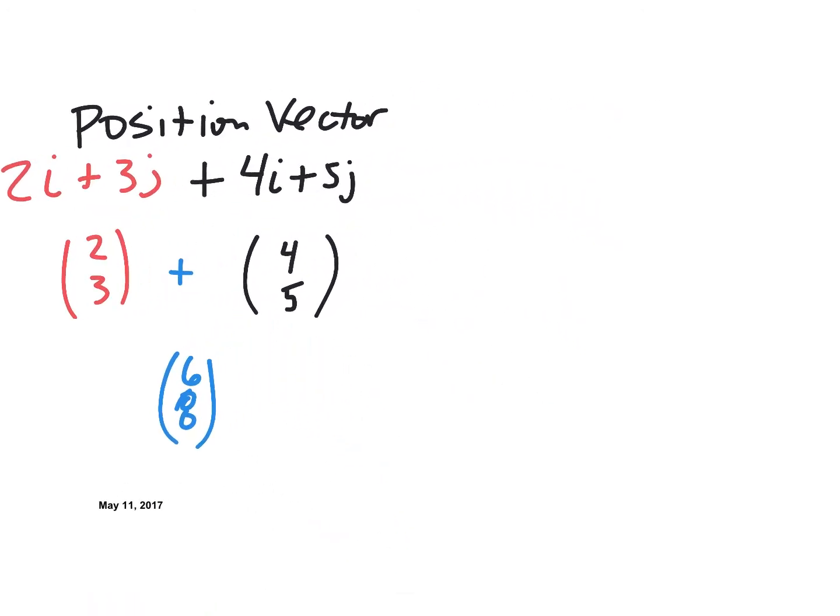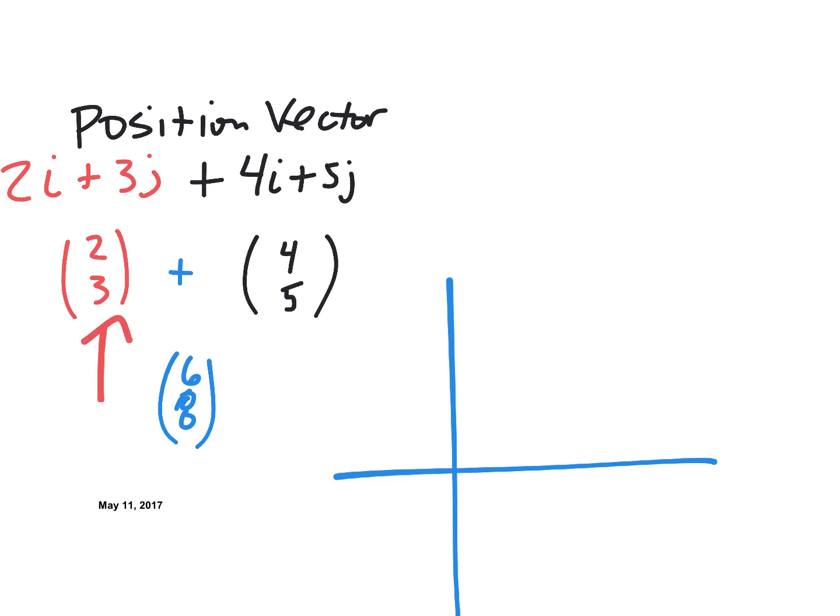So if I were to draw this picture again for you, it'd be a vector that goes 2 in the i and 3 in the j. That's like over 2 and up 3, so it's kind of like that. It gets added together with something that goes 4 in the x direction and 5 in the y direction. They're very close to a straight line, but it's not actually straight. And then the final answer is putting them together like this.